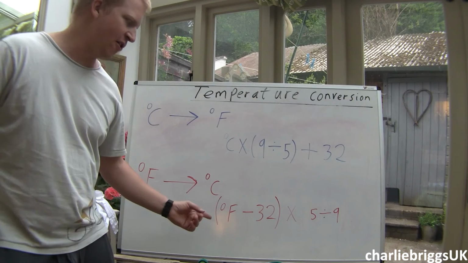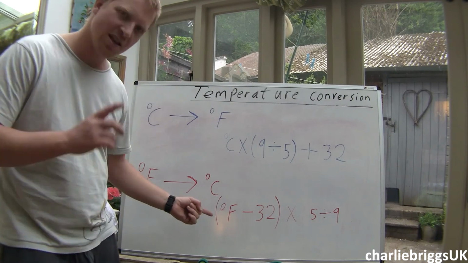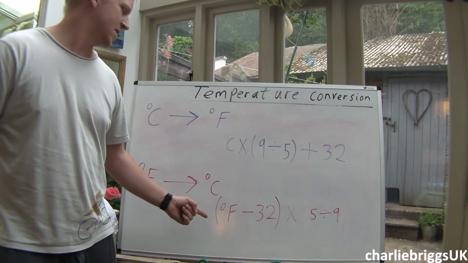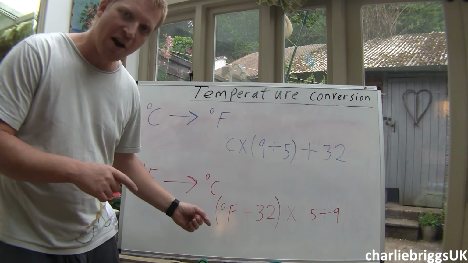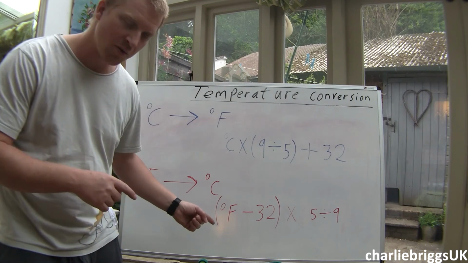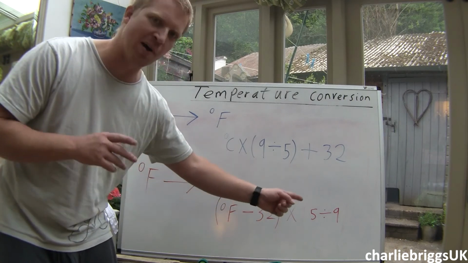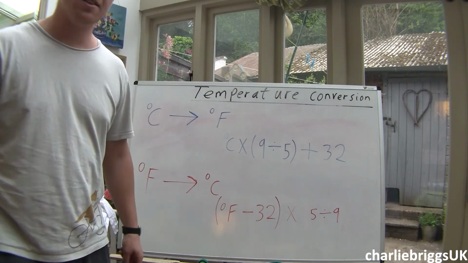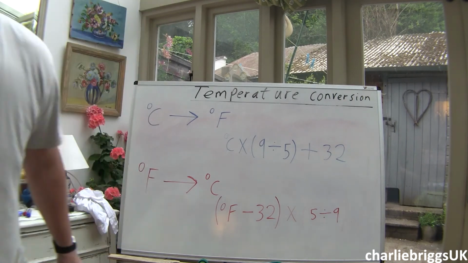How about from Fahrenheit to Celsius? How would you say that? Let's do it together. It is degrees Fahrenheit minus 32 multiplied by 5 divided by 9. So there's your conversion. Okay, let's do some examples.